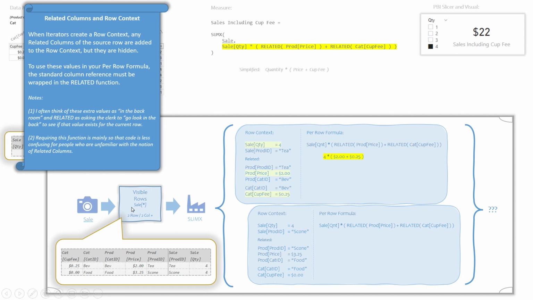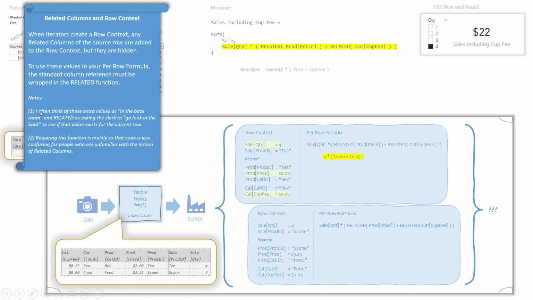So if you've got a row where you've got a bunch of related values from that table expansion we saw a second ago, in your iterator, you could grab any single one of these by typing in the name of the column, but you can't just type in the name of the column. You have to type it in and then wrap it in the related function to know that you should go look not in the normal columns, but back here with all the related columns.